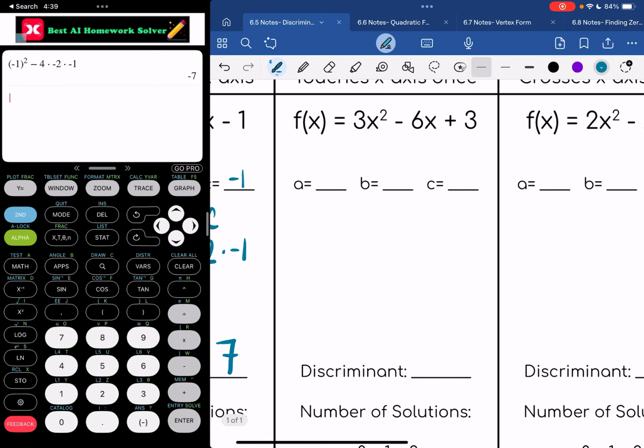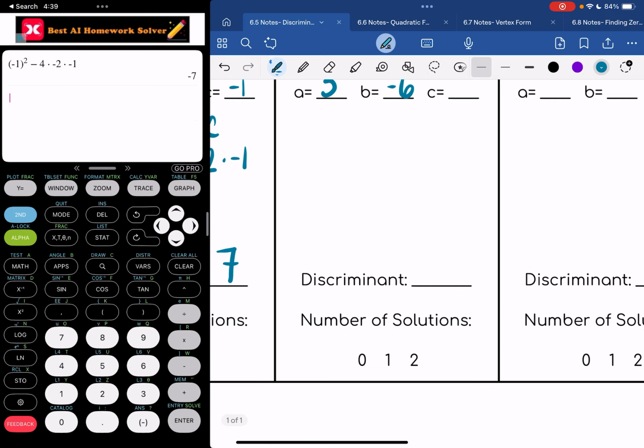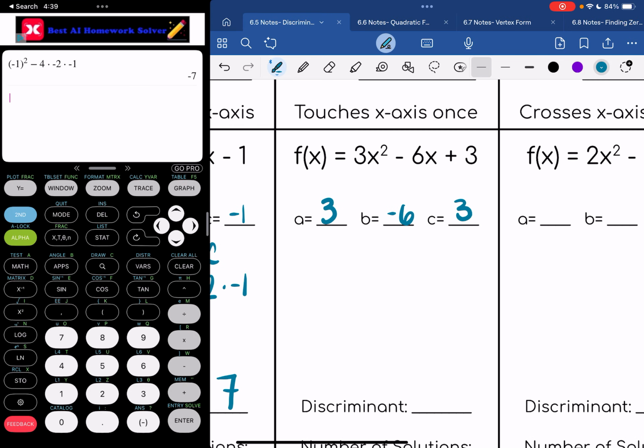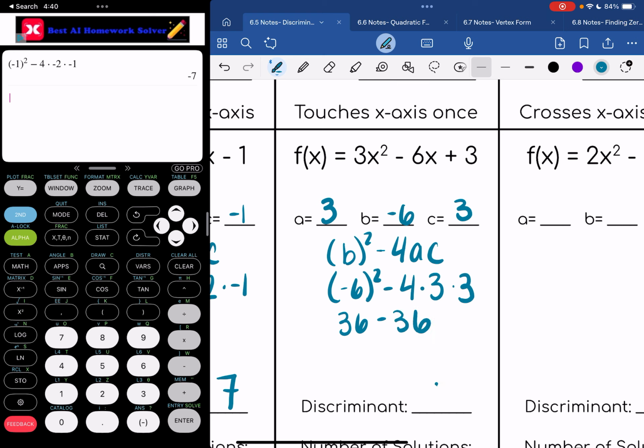We've got 3x squared minus 6x plus 3. So my a value is 3, my b value is negative 6, and my c value is 3. So once again, I'm using that same formula, b squared minus 4ac. So that's going to be negative 6 squared minus 4 times my a value, which is 3, times my c value, which is also 3. Negative 6 squared is positive 36, because I do negative 6 times negative 6. And then negative 4 times 3 is negative 12, times 3 again is negative 36. So I end up with 36 minus 36, which is 0.